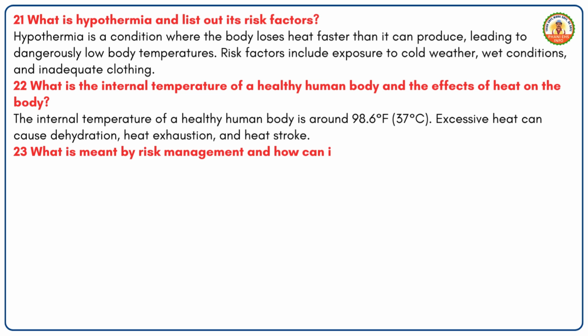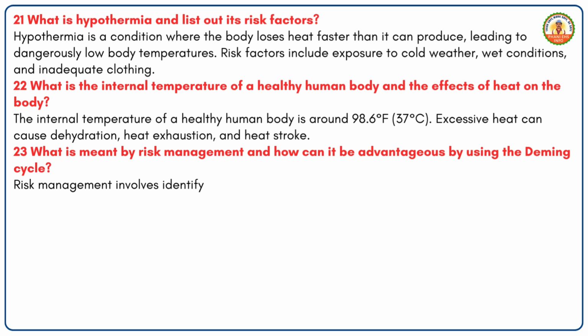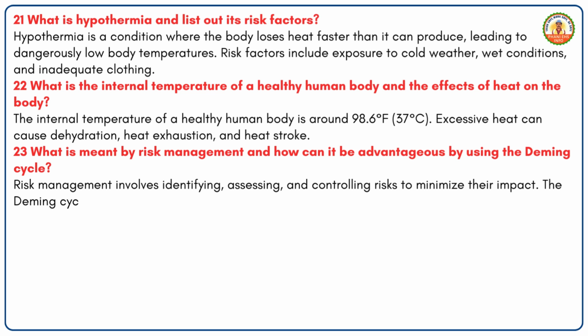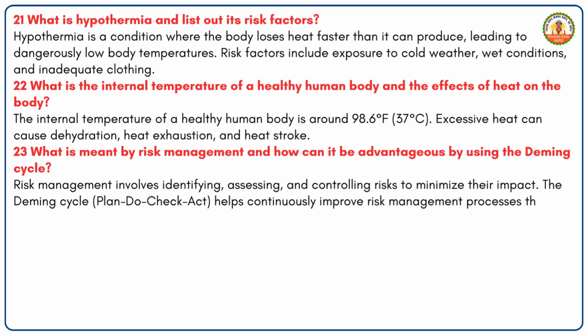23. What is meant by risk management and how can it be advantageous by using the Deming cycle? Risk management involves identifying, assessing, and controlling risks to minimize their impact. The Deming cycle, Plan Do Check Act, helps continuously improve risk management processes through iterative feedback and adjustments.